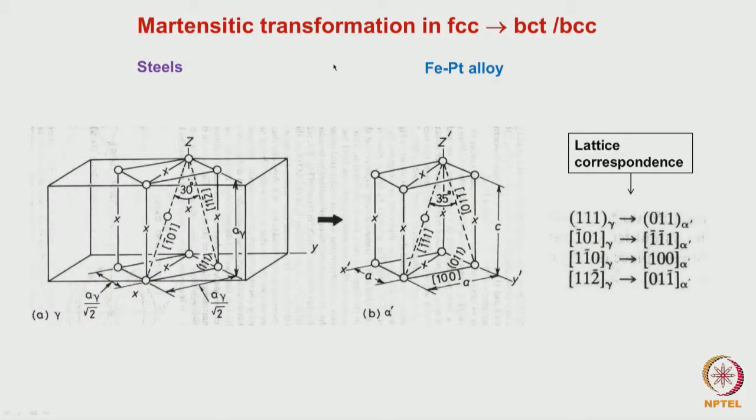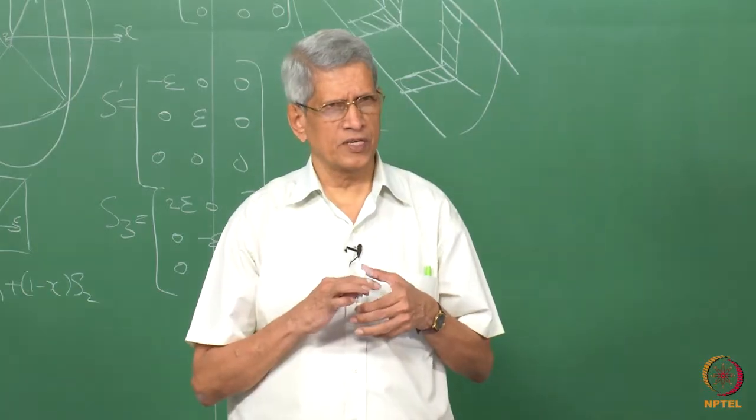Iron at high temperatures, above 900 degrees centigrade, is an FCC. This transforms to a BCC structure martensitically below 910, I think. Most of the time that iron contains carbon. So since the carbon is within that sample, it is not able to come back to the BCC structure.